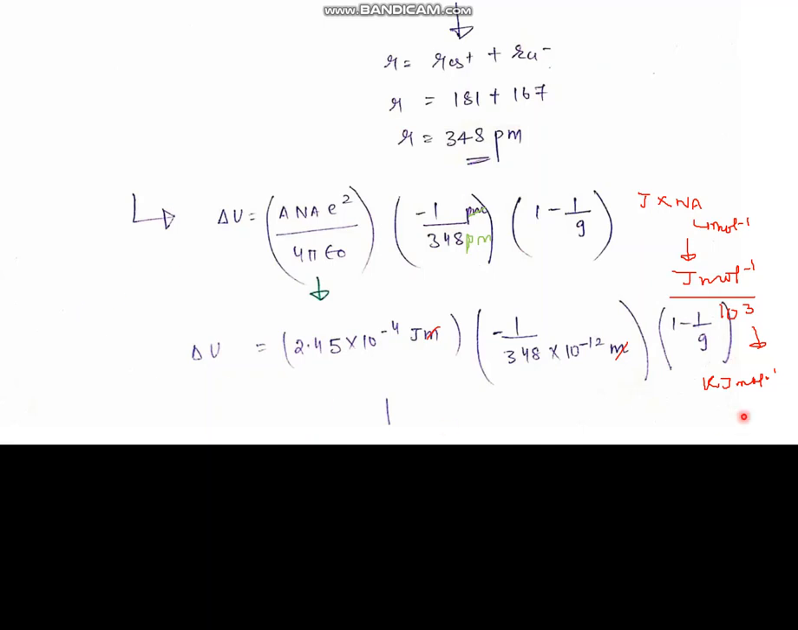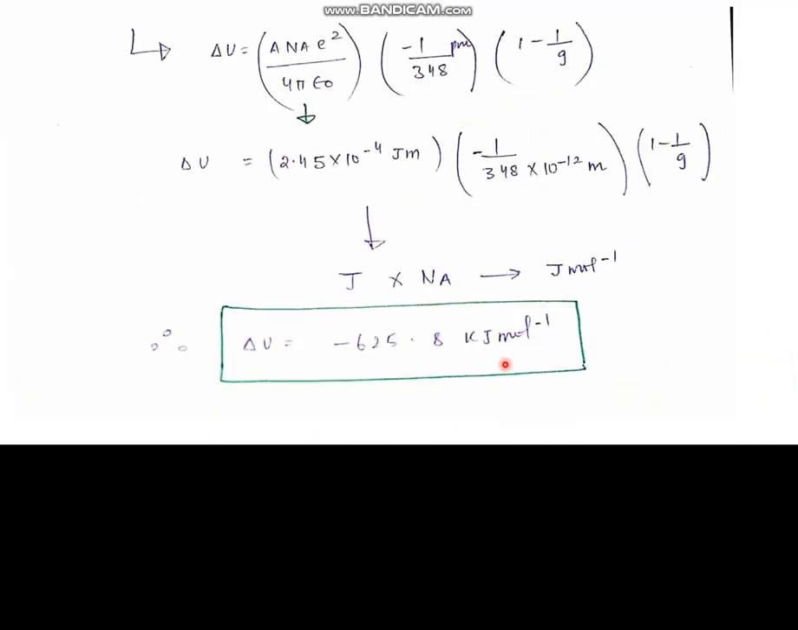So you are left with this form of the Born-Landé equation, and after solving it, I have written over here that you have to multiply this by Na, your Avogadro's number, which is 6.023 into 10 to the power 23. You'll get the value in joules per mole, and if you divide the value by 1000, you'll get the value in kilojoules per mole. So your delta U, that is your lattice energy, would be minus 625.8 kilojoules per mole. So this is your lattice energy.